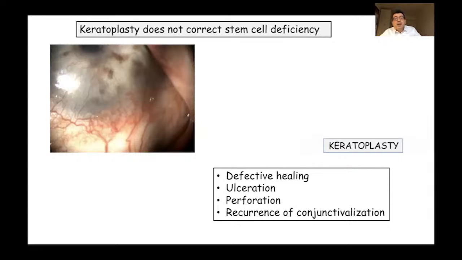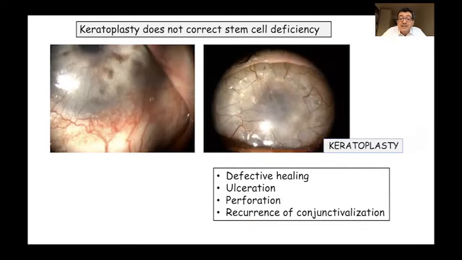Keratoplasty now. One thing that is very important in keratoplasty is that it does not correct stem cell deficiency. The keratoplasty only replaces the 8 mm central part of the cornea, and it does not add any epithelial stem cells. So it is usually associated with defective healing, ulceration, perforation, and recurrence of conjunctivalization, as you can see here.